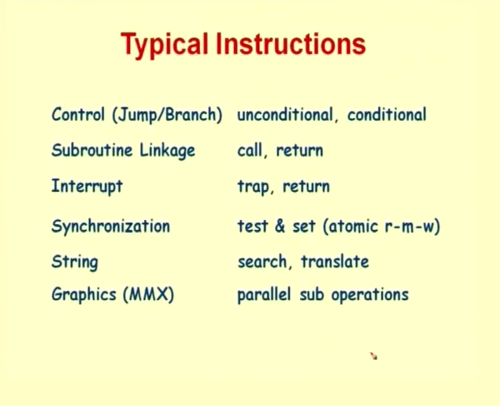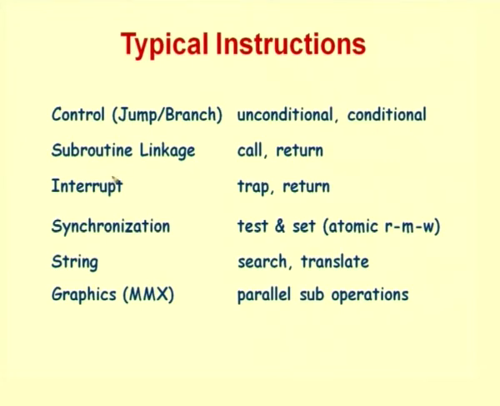If we look at the other instructions, we talk about control instructions. Control instructions are normally jump or branch instructions, and they may be conditional or unconditional. It may be an unconditional jump or branch, a simple jump instruction which jumps to a particular location, or it can be a conditional instruction where you would say jump if some value is greater than 0, or jump if something is less than 0, and so on. These are called conditional instructions.